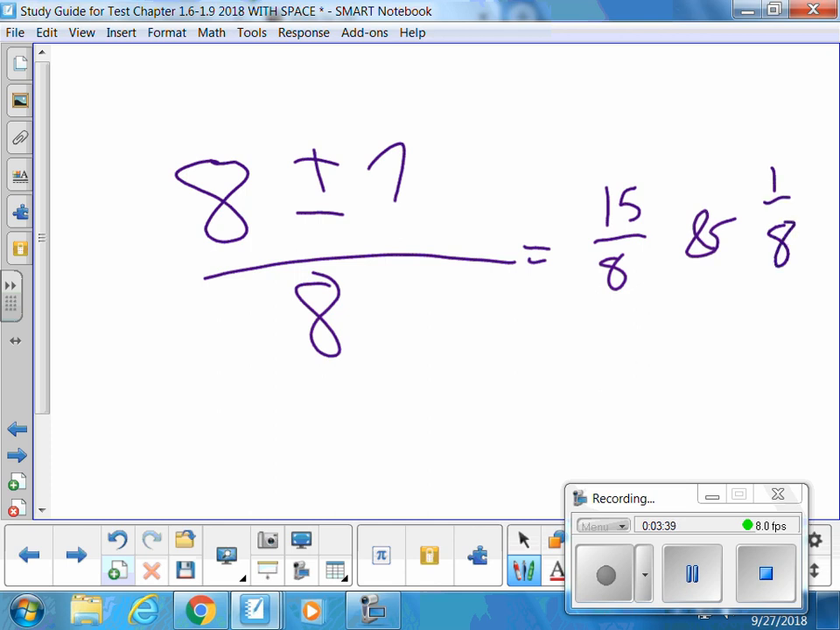Just make sure you're clicking enter before you're dividing. That's where people mess up. They type in 8 plus 7 divided by 8. You have to click enter before you divide. Make sense? All right. So that was our fun pretend session.